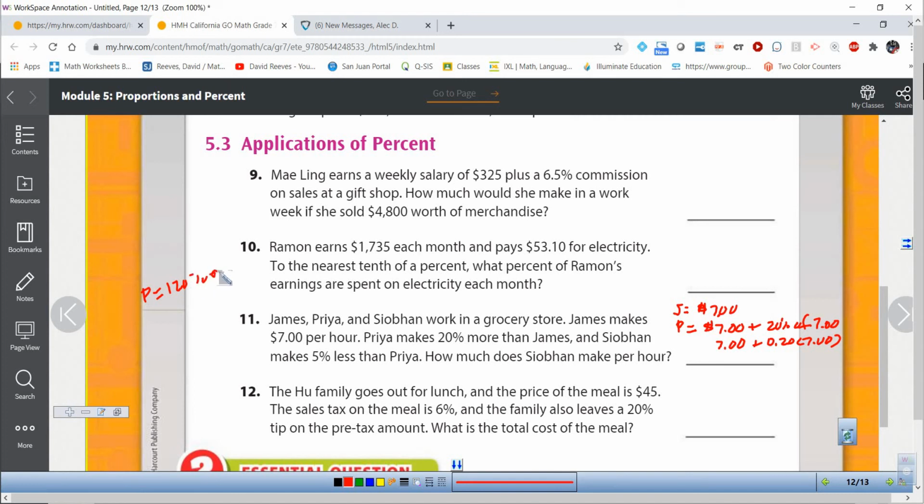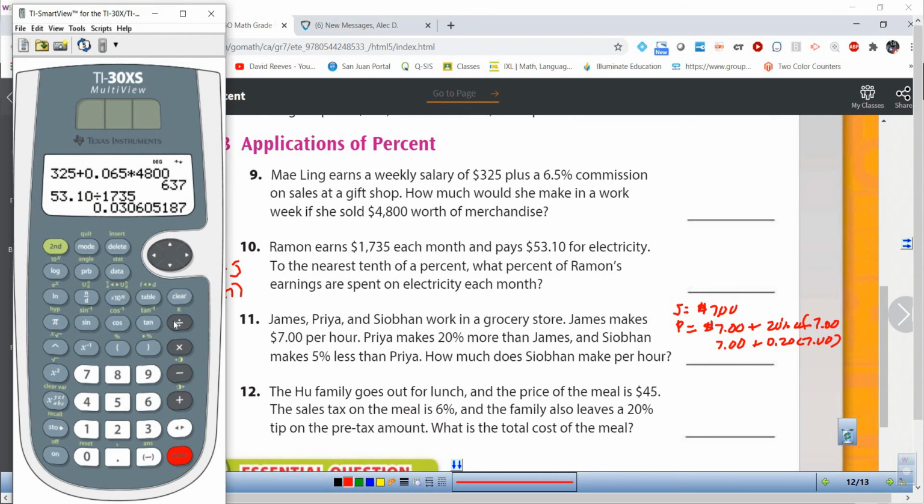120% of J, right? So we could do 1.20 times 7. So either one of those is going to work. If I go to my handy dandy calculator, again, there's 2 ways I can do it. I can do his $7 plus 20% times that $7 and get that answer of 8.4, or I can do 1.20 times $7 and get that same result.